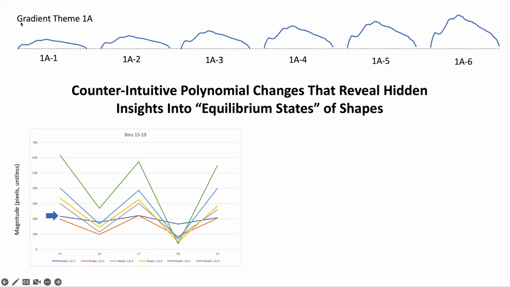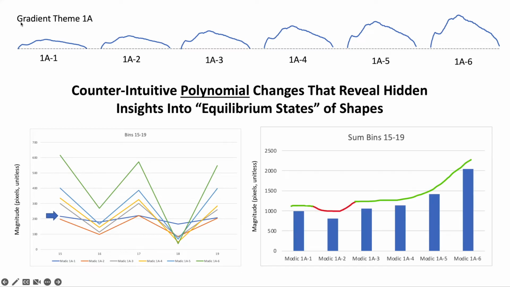However, the LCPC transform also shows counterintuitive polynomial changes that are hidden to the naked eye. The graph on the left shows the values of bins 15 through 19 for this shape gradient, with the arrow pointing out that the second shape in this series does not follow the trend of the other shapes. Now, when we sum bins 15 through 19 to derive their scalar value for each shape, we see that there is a dip in shape 2, as outlined in red in the graph on the right. Shape 2 represents an inflection point, which indicates some form of an equilibrium state within this gradient.